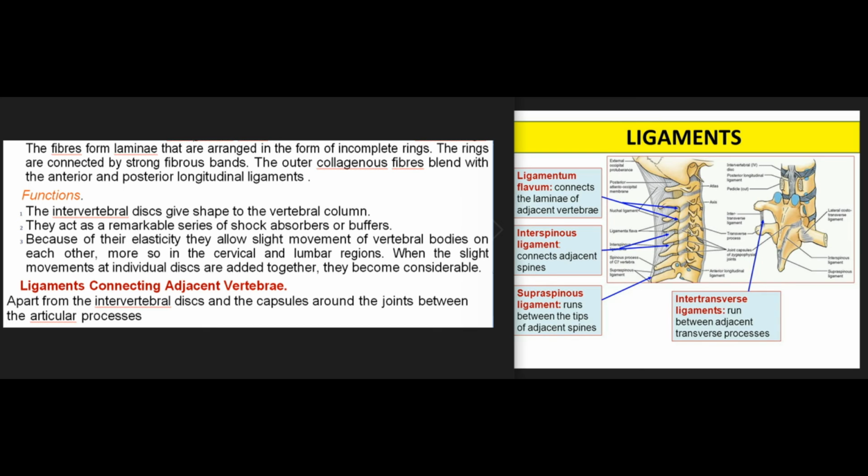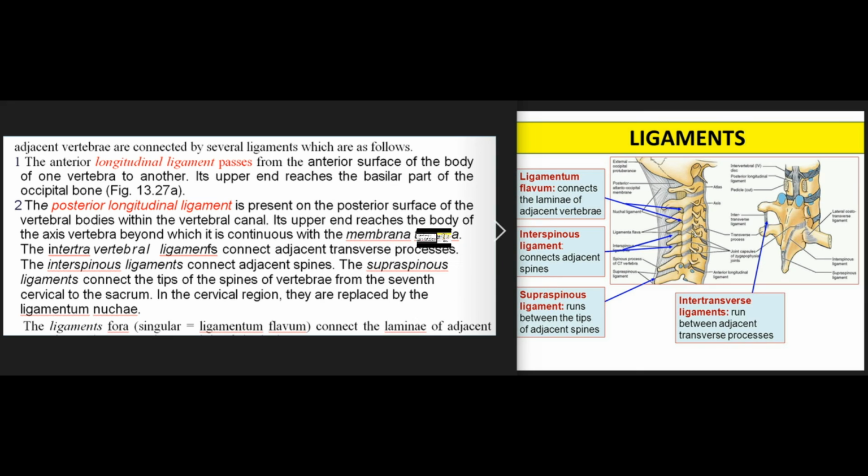Ligaments connecting adjacent vertebrae. Apart from the intervertebral discs and the capsules around the joints between the articular processes, adjacent vertebrae are connected by several ligaments which are as follows. 1. The anterior longitudinal ligament passes from the anterior surface of the body of one vertebra to another. Its upper end reaches the basilar part of the occipital bone, Fig 13.27a. 2. The posterior longitudinal ligament is present on the posterior surface of the vertebral bodies within the vertebral canal. Its upper end reaches the body of the axis vertebra, beyond which it is continuous with the membrana tectoria.